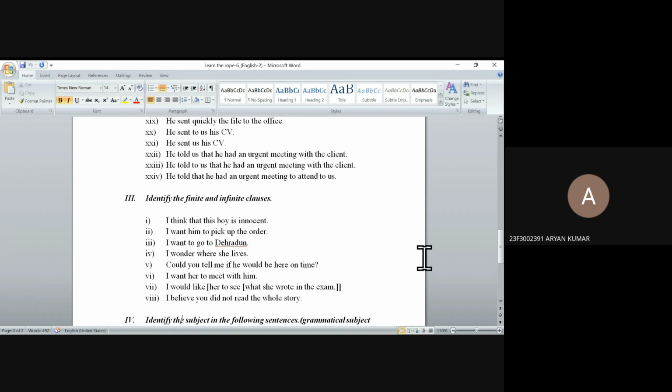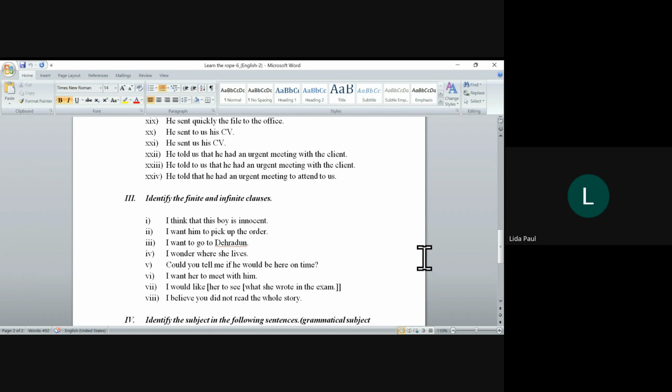It's infinitive, ma'am. Why is it infinitive? And what is the clause here? Him to pick up the order. This is your subordinate clause, and the verb in this particular subordinate clause is what? To pick up. This is a to-infinitive verb.